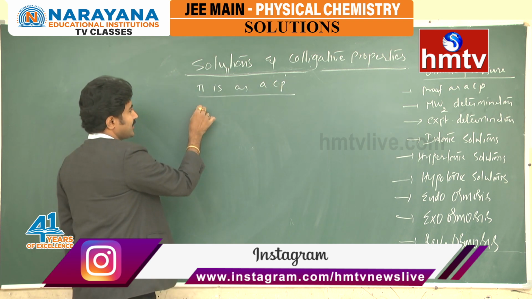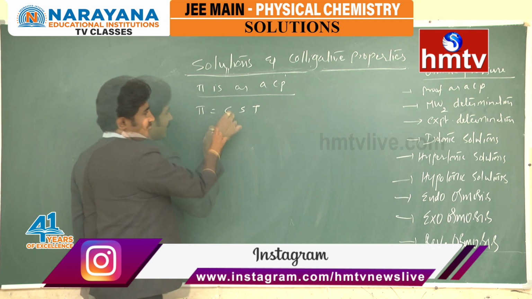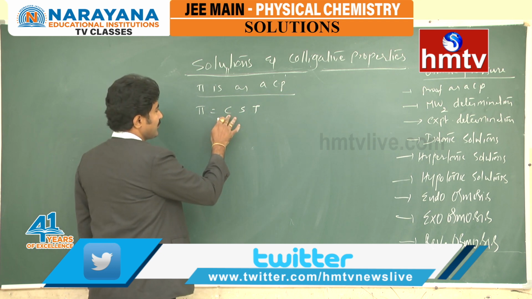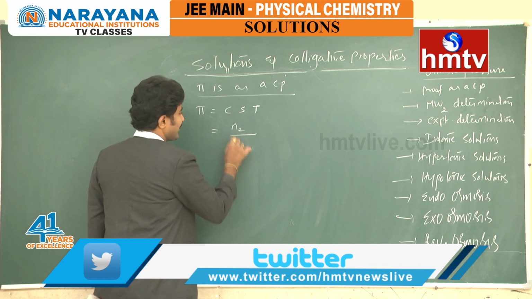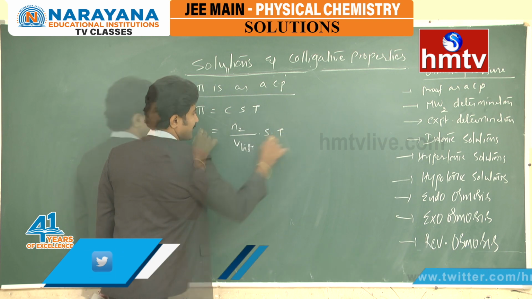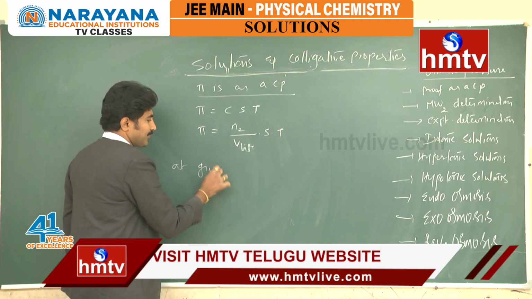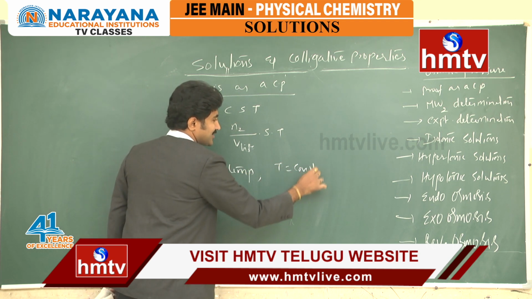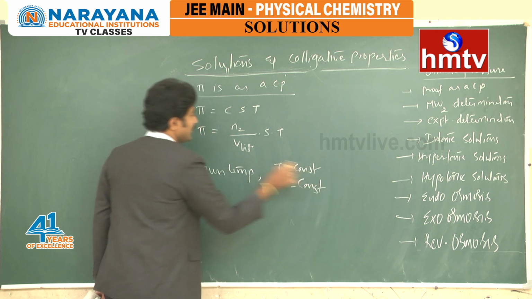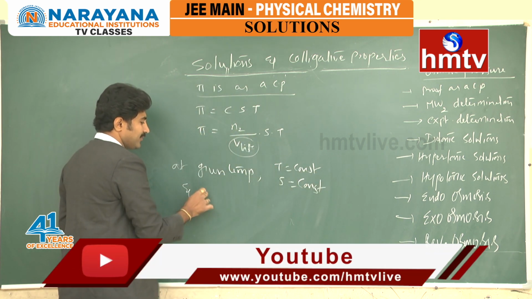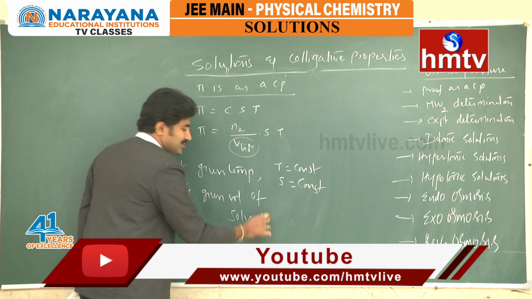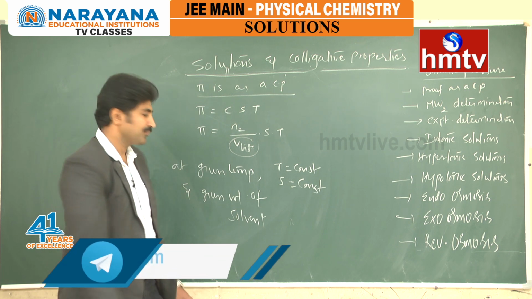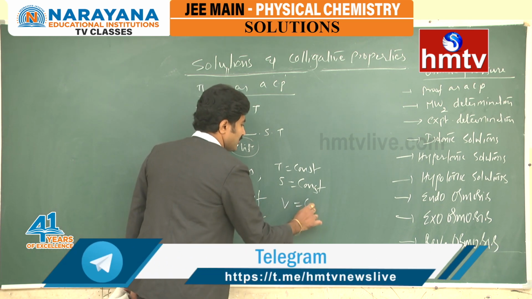We know its equation: pi is equal to CST. C is the molar concentration, that is, the number of moles of the given solute divided by the volume of solution in liters, N2 by V in liters, into ST. At a given temperature, T is constant, S is also constant, and for a given volume of solvent, in a liquid solution the volume of solvent is equal to the volume of the solution. That's why the volume of the solution is also constant.